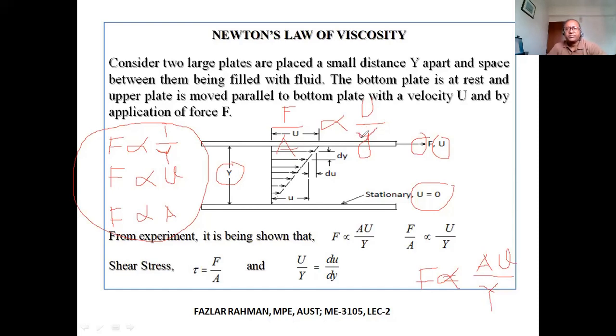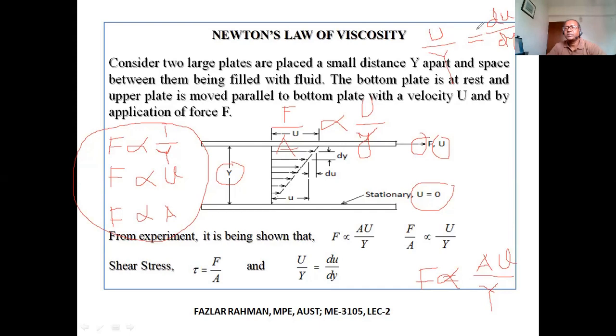Now, this U by Y, I would like to express in another term. What is the other term? Big U divided by big Y, I would like to put in terms of du divided by dy. So du by dy, what is that actually? Change of velocity with respect to y, du by dy.